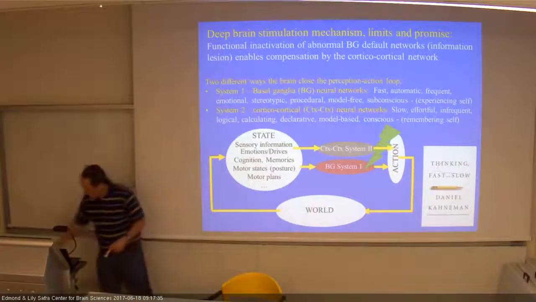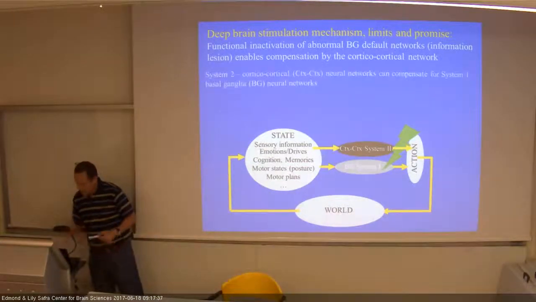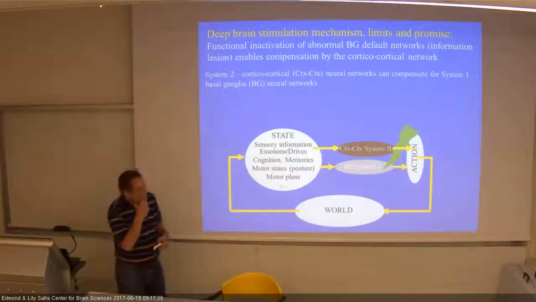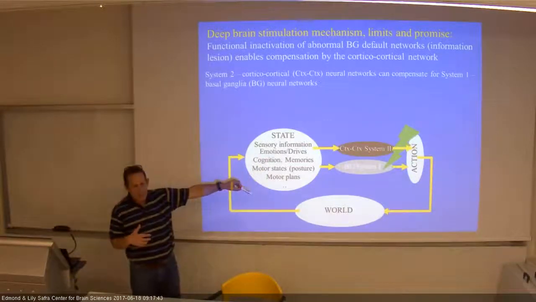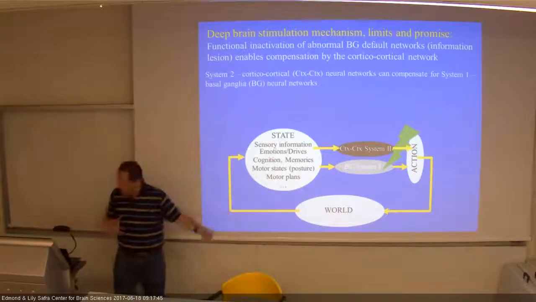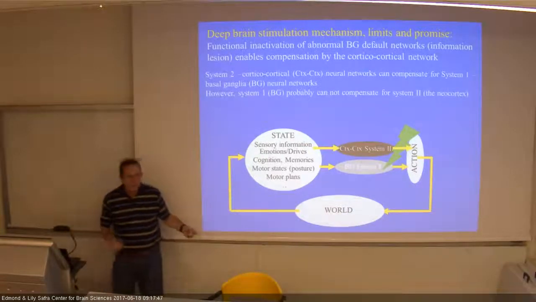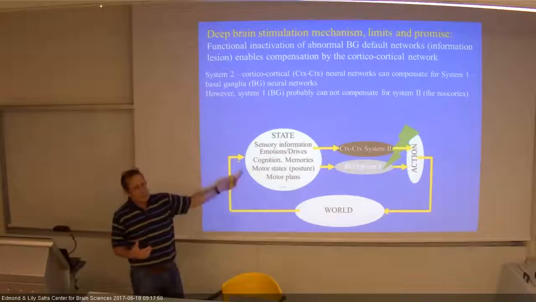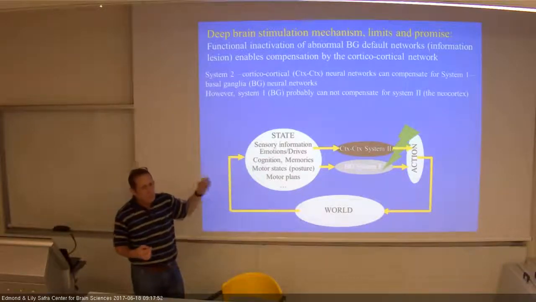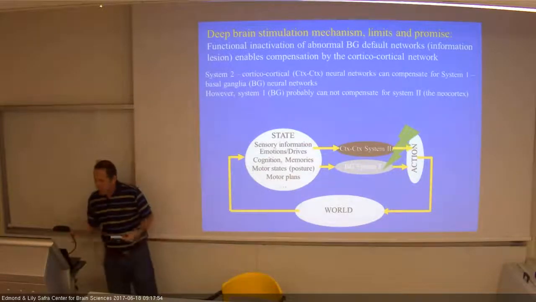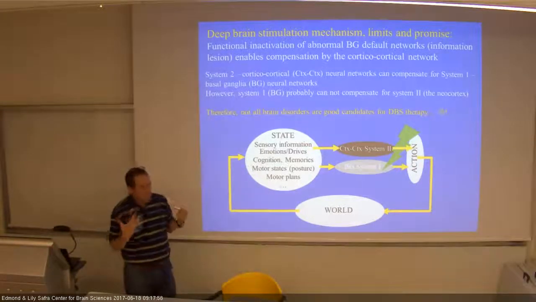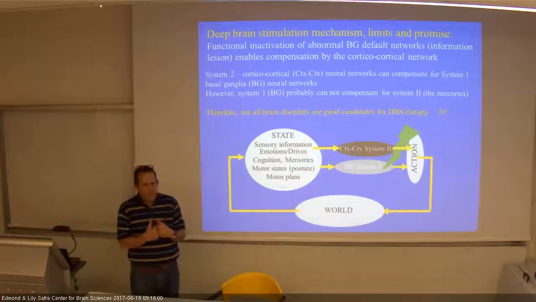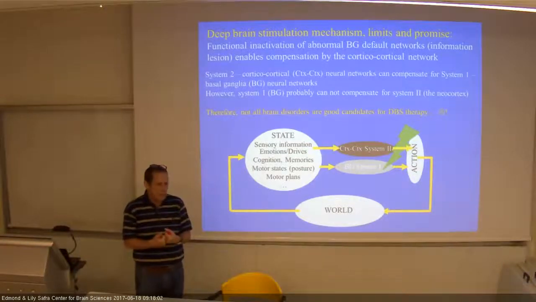Okay, so this is our model, and the good news is that the cortex can compensate for the basal ganglia. But the bad news is that probably the basal ganglia cannot compensate for the cortex. So not all brain disorders are, at least from my point of view, good candidates for deep brain stimulation.